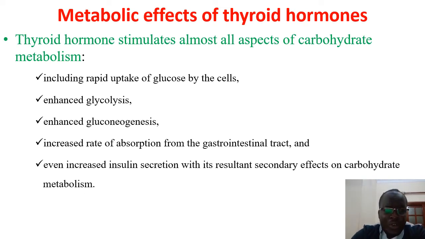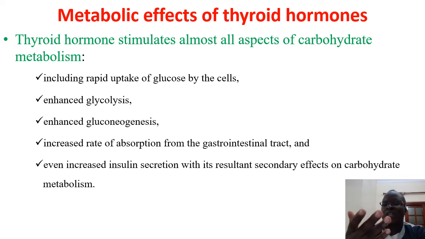Anyway, we continue. What are the metabolic effects of the thyroid hormone? The thyroid hormone stimulates almost all aspects of carbohydrate metabolism. So whatever aspect of carbohydrate metabolism you can think of that you discussed in biochemistry, they are being activated by the thyroid hormones as well. These will include rapid uptake of glucose by the cells. For the cells to internalize glucose, this can be facilitated by thyroid hormones, because in turn thyroid hormones will increase the secretion of insulin.